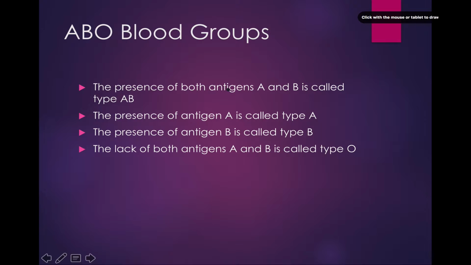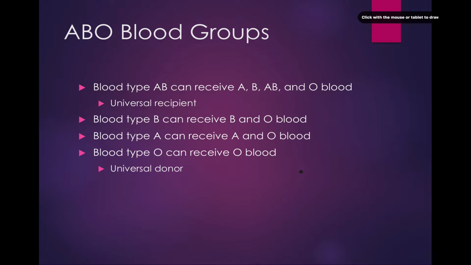If you have both of those antigens, then your blood type is AB. So the genotype would be IAIB. The presence of self-antigen A gives you A blood. The presence of antigen B gives you B blood. And if you lack both of them, then your blood type is O. So hopefully that's pretty easy.